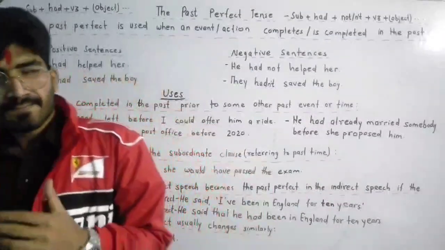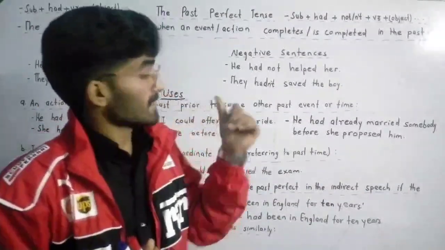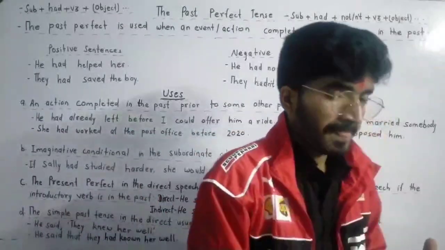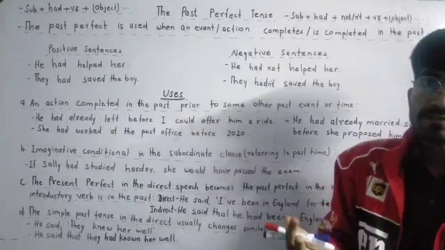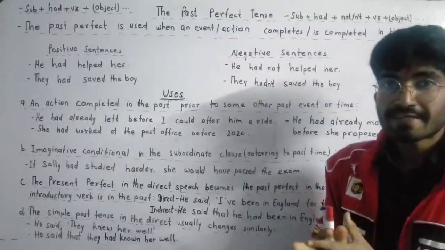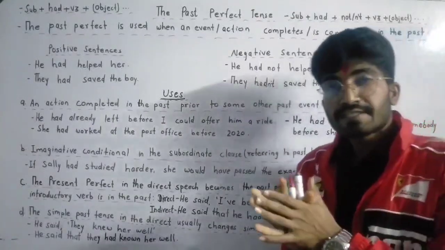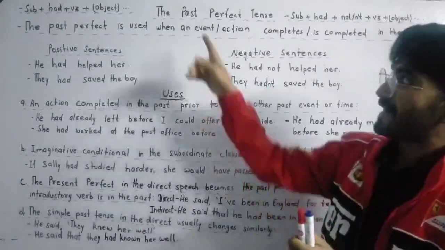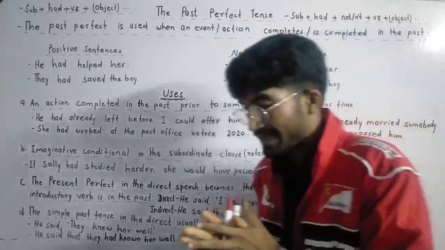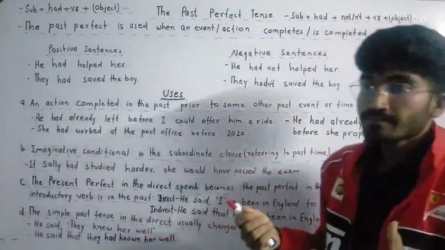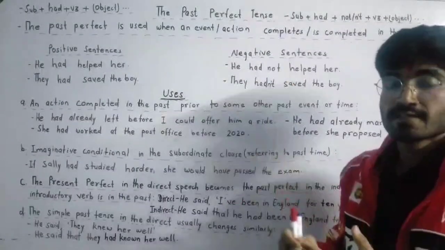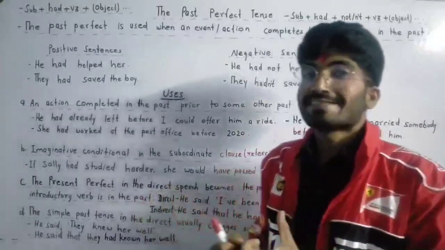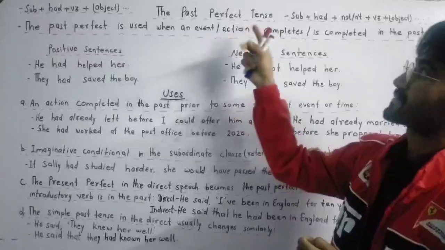The past perfect tense. Past means before this time. Perfect means complete, something completed in the past. You can clearly understand: past means something before this time, and perfect means something completed before this time. So this is how we can understand the past perfect tense.